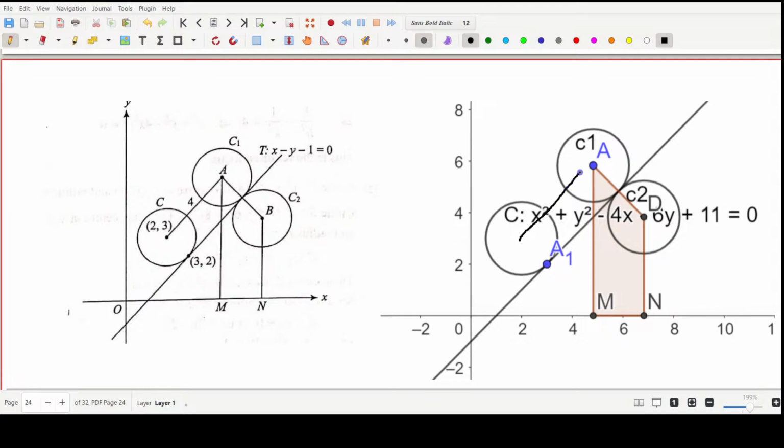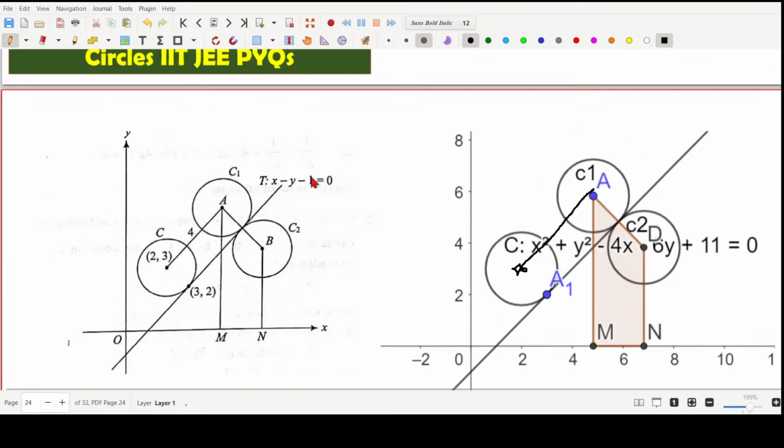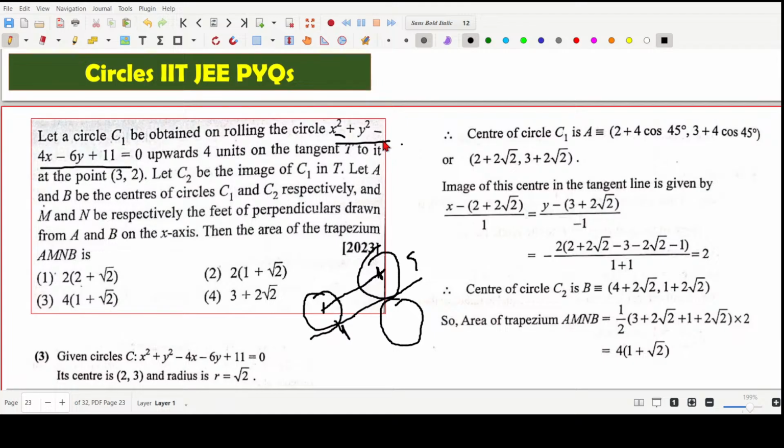We are rolling this 4 units up, and then we are taking the image of that circle, which is this. This is C1, and then the image of that circle in this tangent is C2. When you are rolling the circle, obviously the radius of the circle will not change, only the center will change, right?